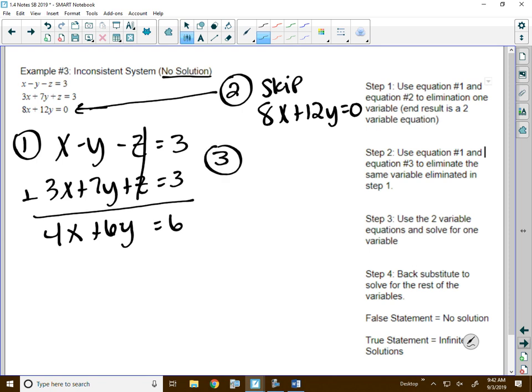Okay, so step 3 is where we take this first equation from step 1 and set it up with step 2's equation. Okay, and we do elimination for those. I'm going to let you do that. Go ahead and do elimination for step 3.